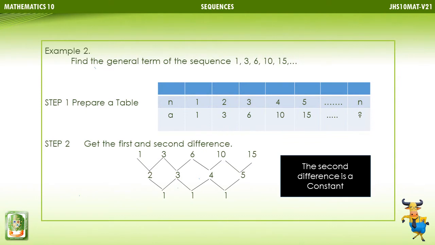Example 2. Find the general term of the sequence 1, 3, 6, 10, 15, and so on. Solution. Step 1. Prepare a table. Step 2. Get the first and second difference.